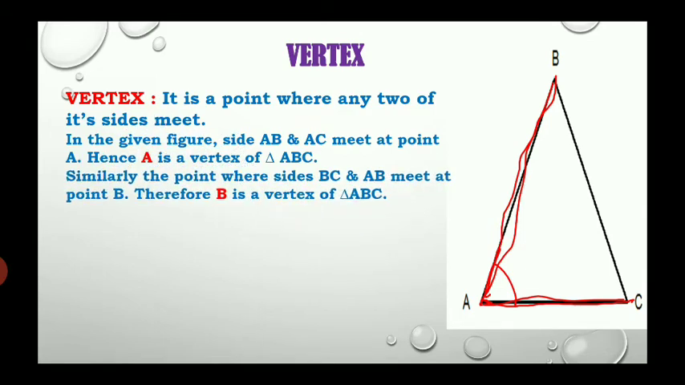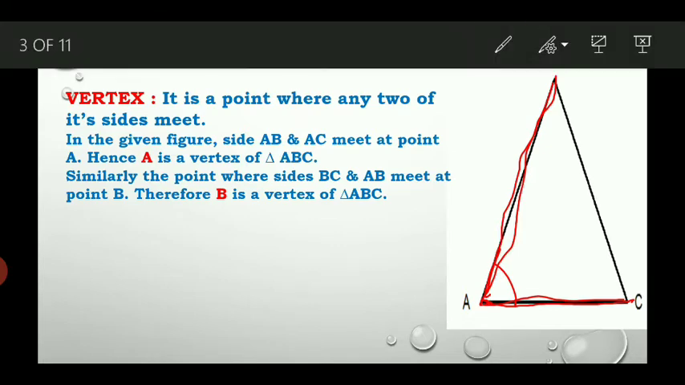Similarly, the point where BC and AB meet is point B. Therefore, B is a vertex of triangle ABC. Now you see BC and AB. This is AB and this is BC. Where are they meeting? They are meeting here. So this is another vertex. So B is another vertex, the second vertex.